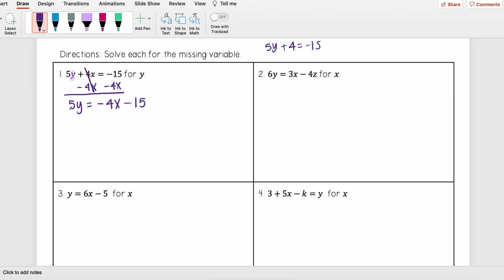Okay, and then next I want to get rid of this 5, so I need to divide. But here's another place where we have to be careful with literal equations. When I'm dividing by 5 on this side, I need to divide every single term by 5. And so I end up with just y on this side. Here I have negative 4 divided by 5. I can't reduce that fraction, so I'm just going to have negative 4/5 x. Negative 15 divided by 5, I get minus 3.